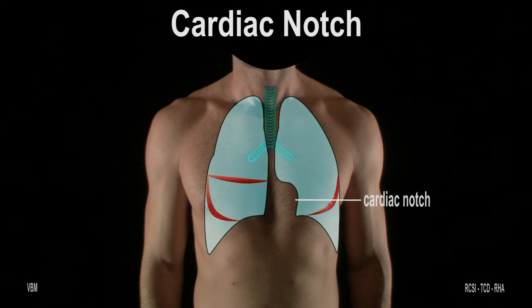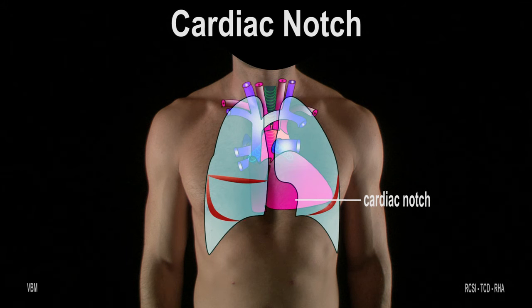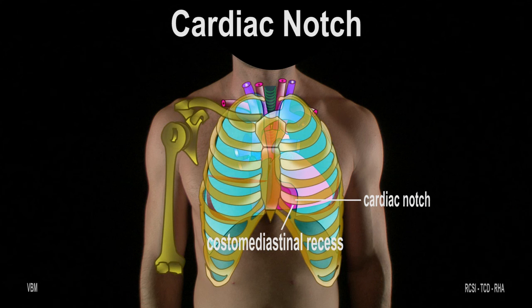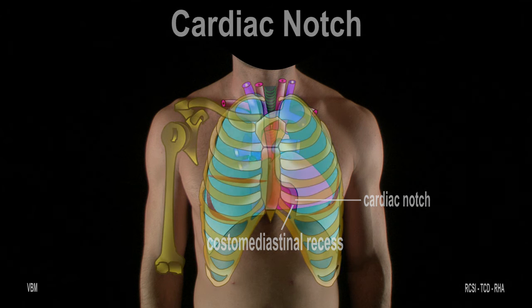The cardiac notch on the left side is produced by the heart, which bulges into the medial surface of both cavities, but more on the left. This leaves the costomediastinal recess of the left pleural sac, into which the sharp anterior edge of the lung can expand during vigorous inspiration. Otherwise, it is a potential space.